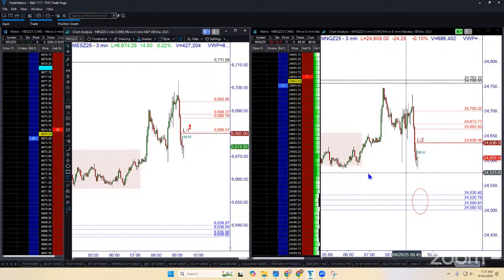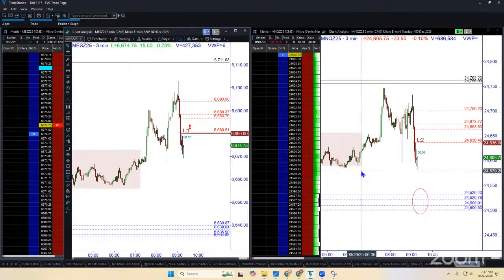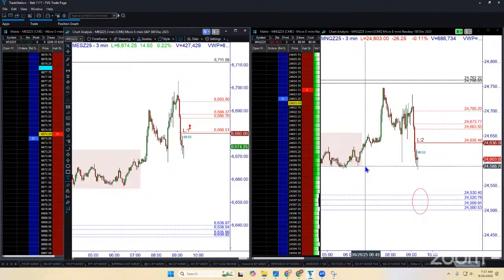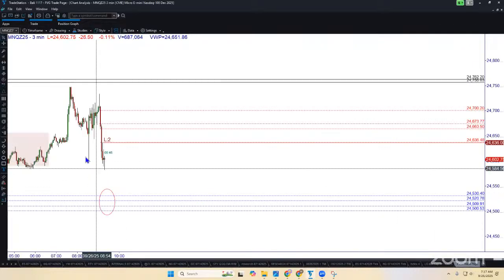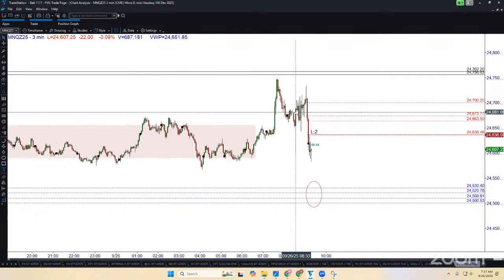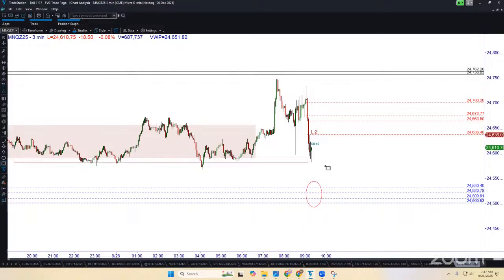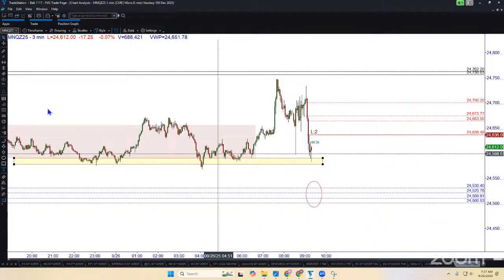Now we have really strong support on the NQ and potentially a breakout. If we don't get the fair value gap entry, we'll look for a breakout below support.